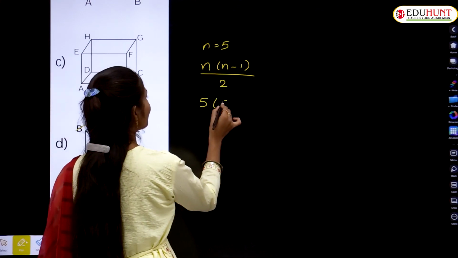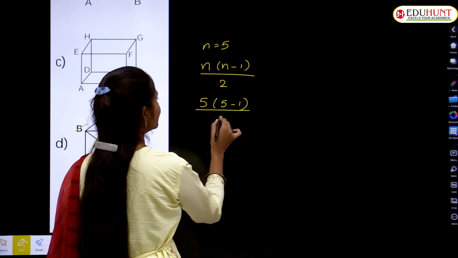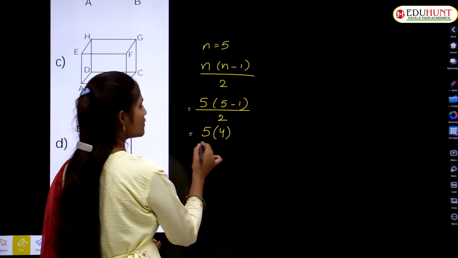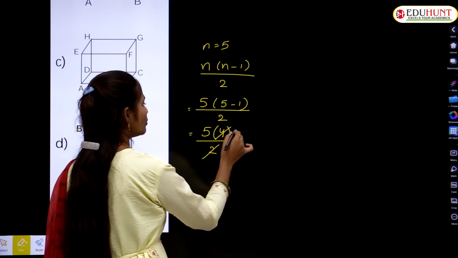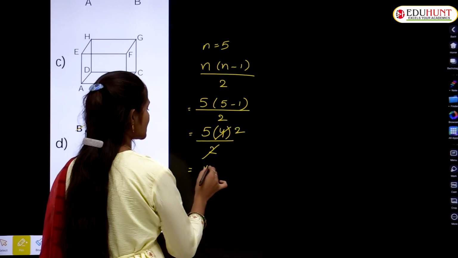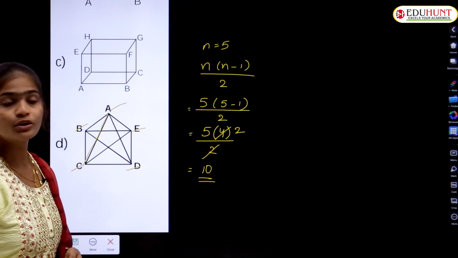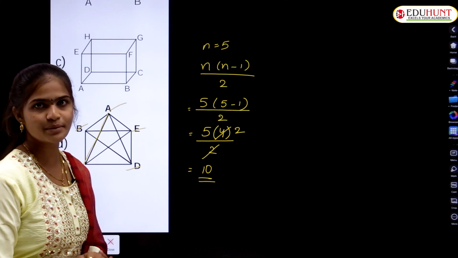So 5 into 5 minus 1 whole by 2, which is equal to 5 into 4 whole by 2. So 2 2's are 4, so 5 2's are 10. Overall, how many line segments are there here? Totally we have 10 line segments here.